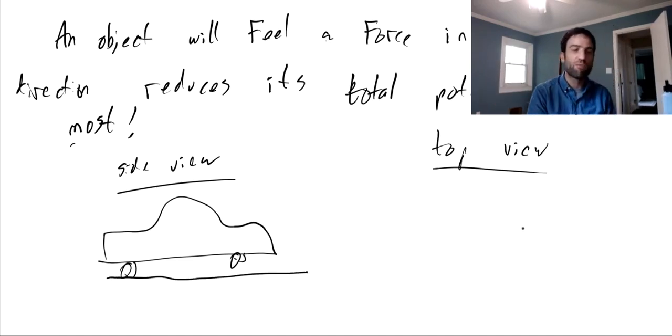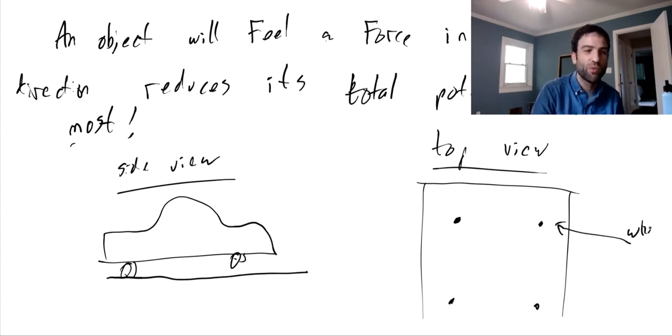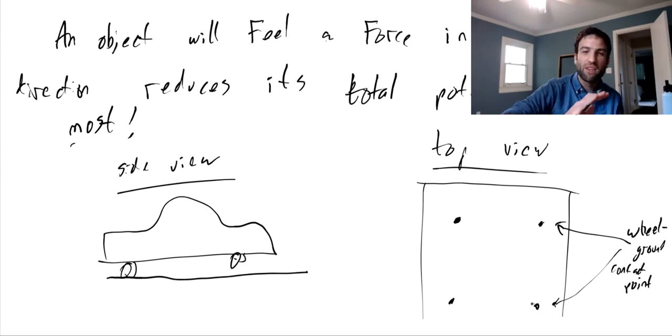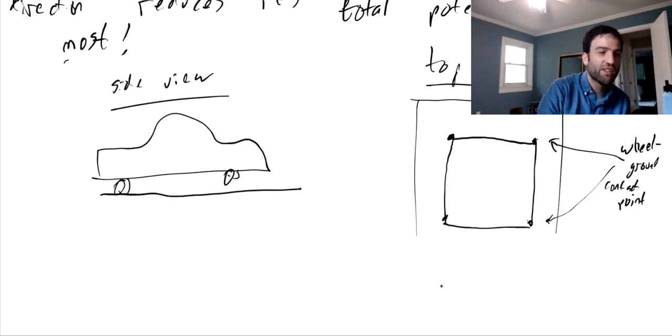If I look at this from the top, right now I'm just going to draw the ground, and I've got the 4 points where the wheels are contacting the ground. So, wheel-ground contact point, all 4 of these things. Okay, so let's say we have all of these contact points, and let's draw the shape, the polygon, formed by connecting all of these points. This polygon, we're going to call the base of support.